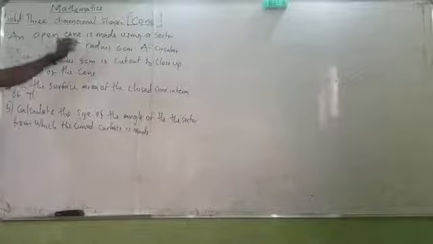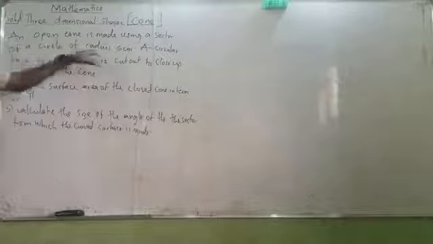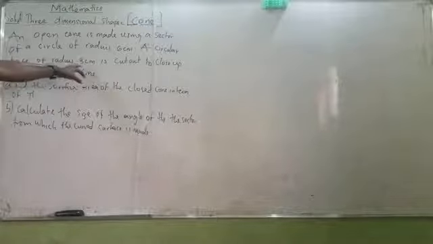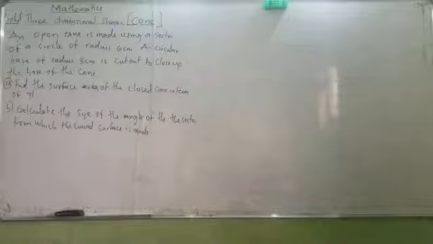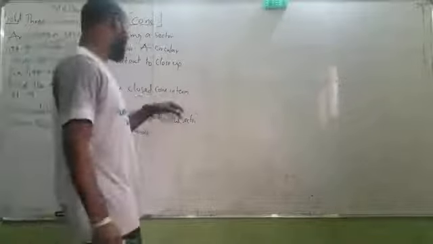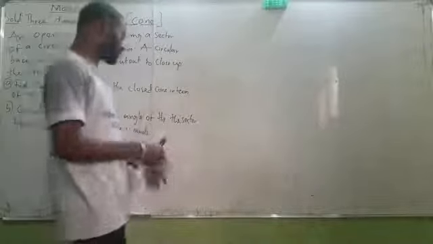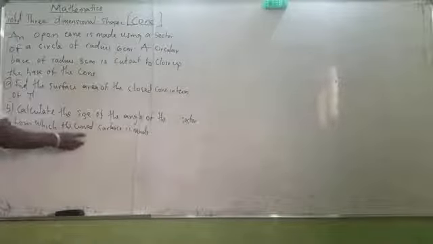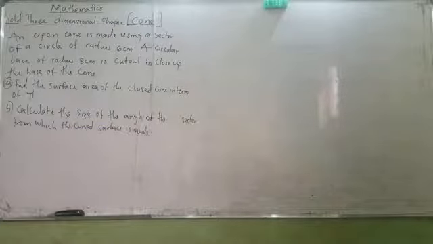An open cone is made using a sector of a circle of radius 6 centimeter. A circular base of radius 3 centimeter is cut off to close up the base of the cone. Find the surface area of the closed cone in terms of pi. Calculate the size of the angle of the sector from which the curved surface is made.